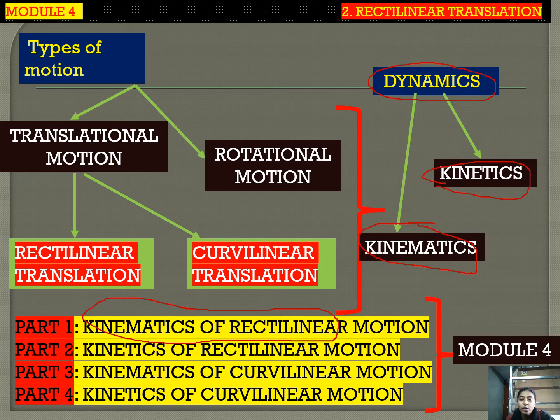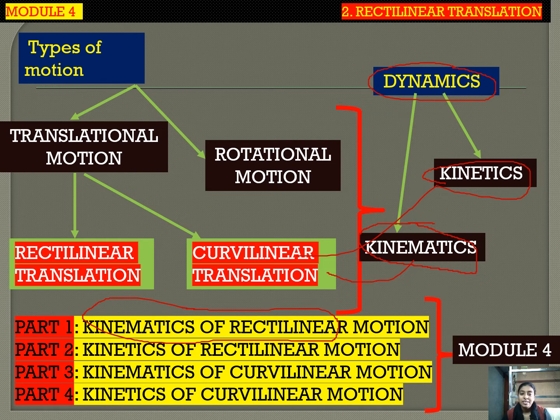So as I told you in the previous classes, in the fourth module we have to study kinematics of rectilinear motion, kinetics of rectilinear motion, kinematics of curvilinear motion and kinetics of curvilinear motion. We have already completed kinematics of rectilinear translation. Kinematics is used to define the geometry of motion, that is the displacement, velocity and acceleration. So we used these equations of motion for kinematics to solve the problems.